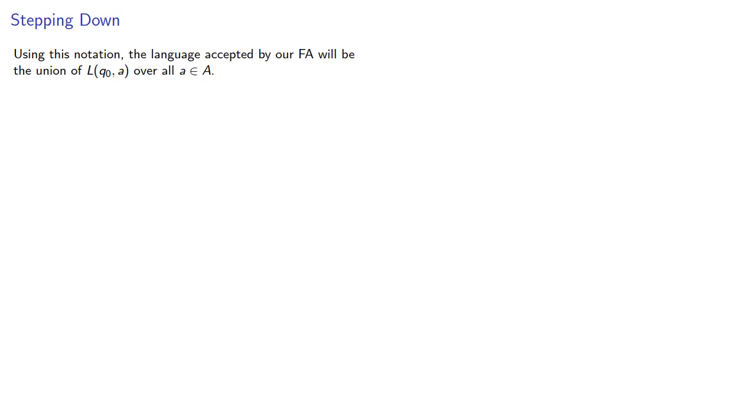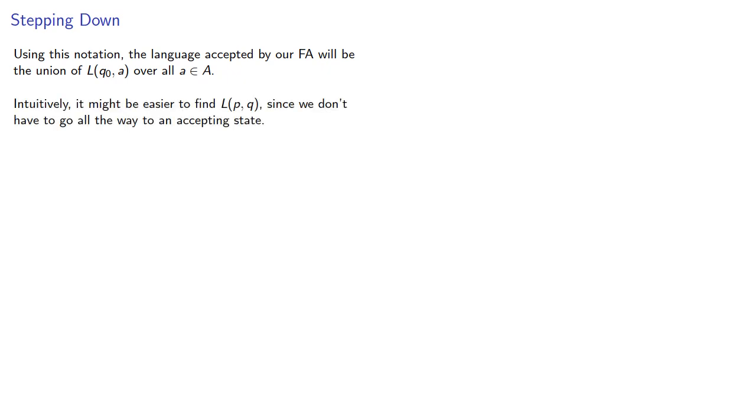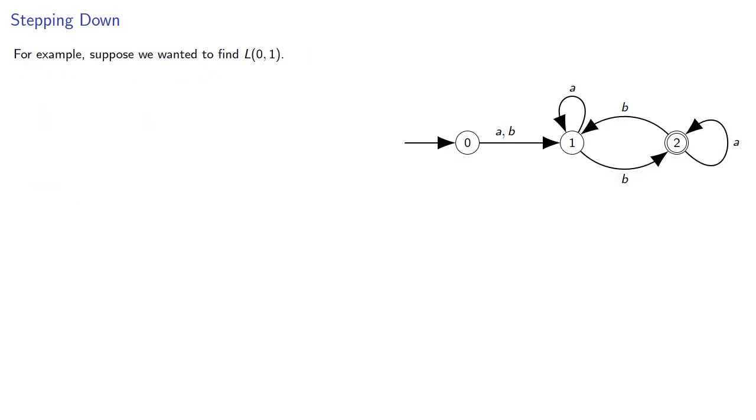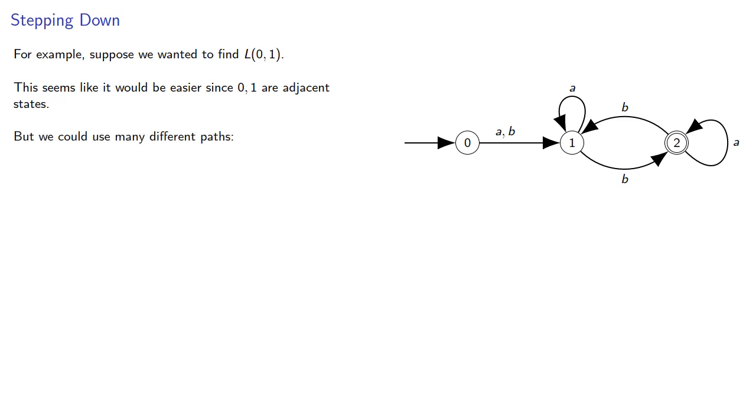Intuitively, it might be easier to find L_PQ since we don't have to go all the way to an accepting state. Intuition is wrong. For example, suppose we have our finite automaton and we want to find L_{0,1}. This seems like it would be easier since 0 and 1 are adjacent states. But we could use many paths.